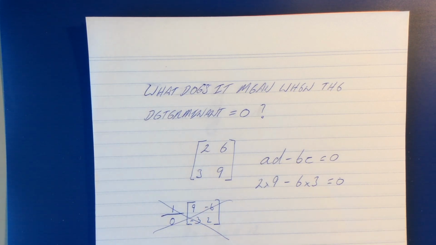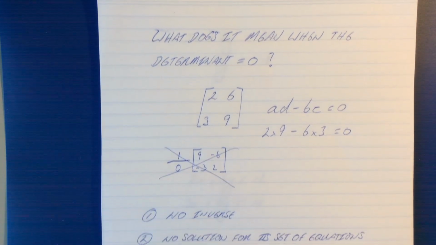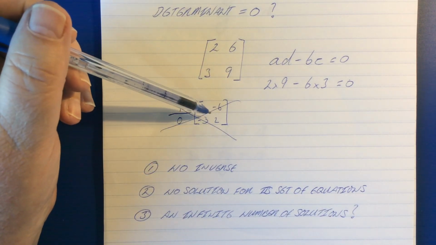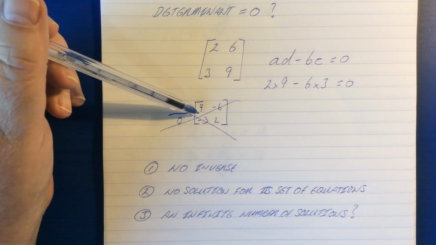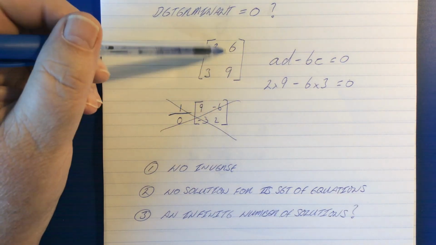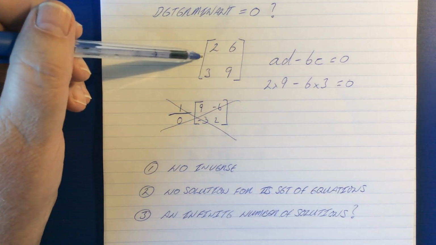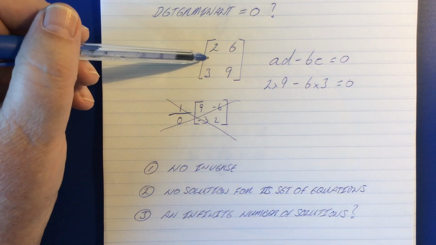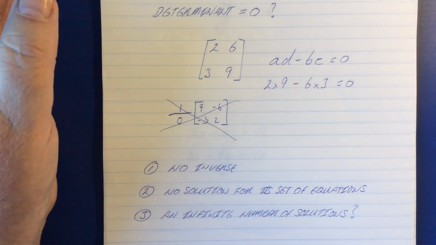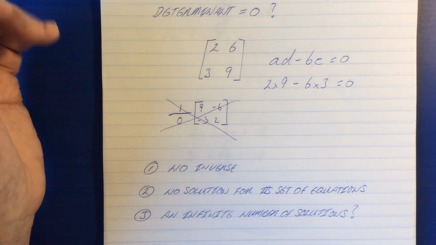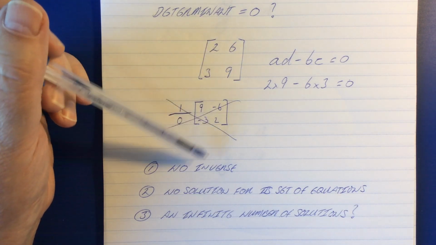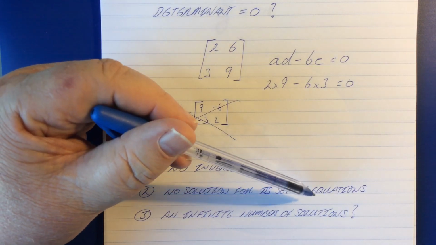What are the consequences of that? What does it tell us? Well, it tells us a number of things, and I've got them listed here. It tells us that there is no inverse for this matrix. That's the first thing. So there is no matrix of this to the power of -1. What's a consequence of that? Well, if you're using this to solve simultaneous equations, there's no solution for the set of equations.